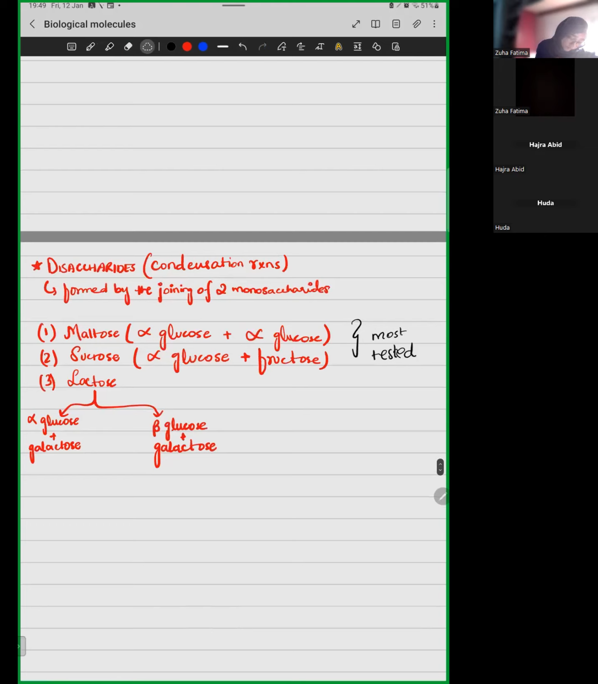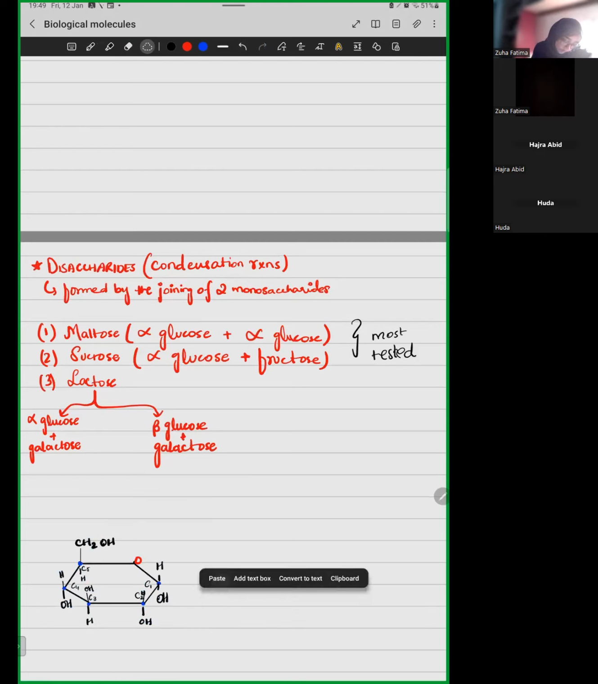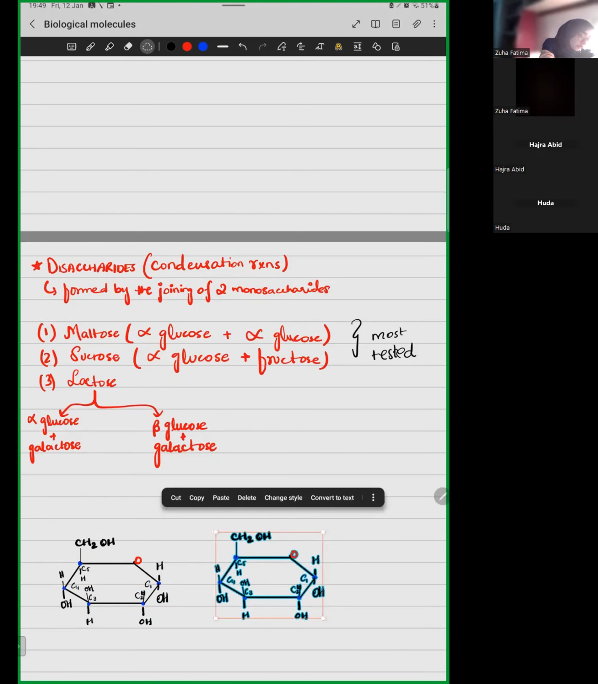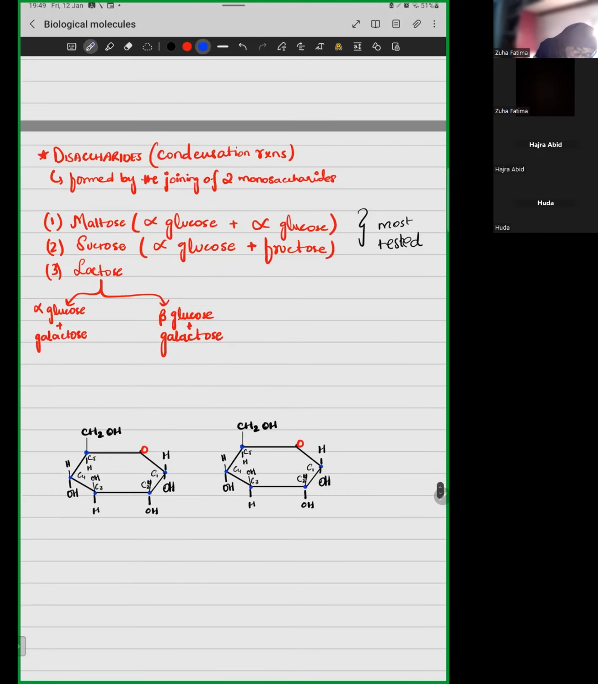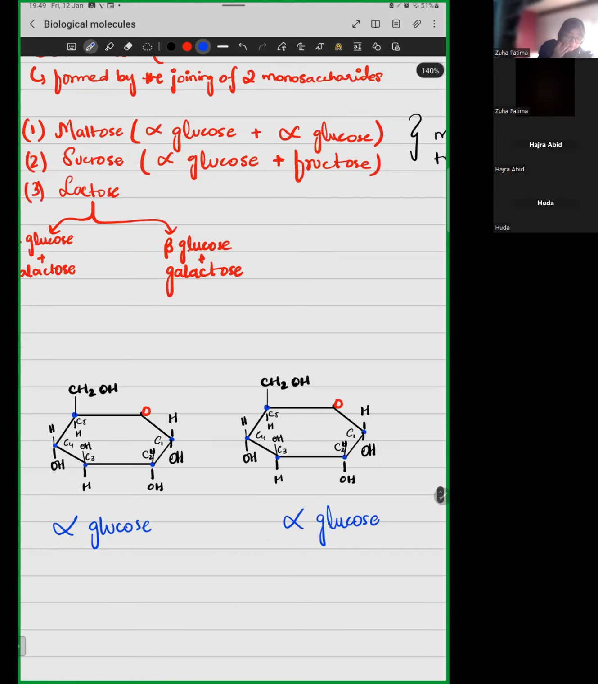Now, this is one alpha glucose and this is another alpha glucose. Now I have two alpha glucose monomers with me. Now what happens is that the OH of carbon number 1 and the OH of carbon number 4 of the other alpha glucose form a bond, connecting these two alpha glucose to form maltose.